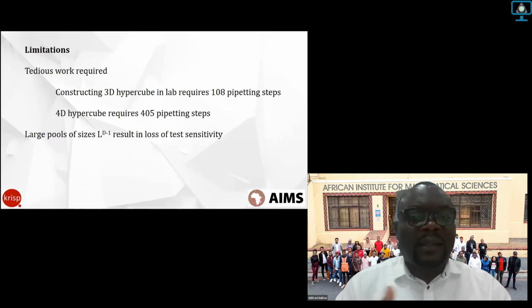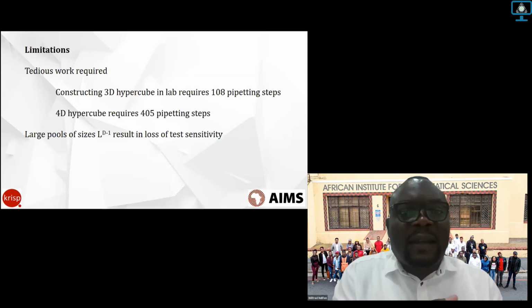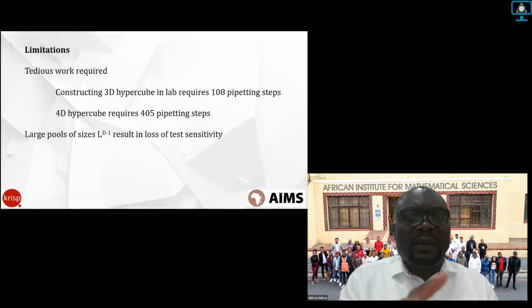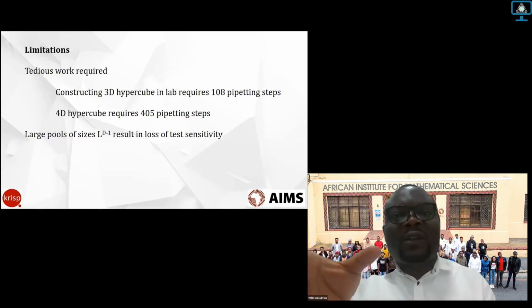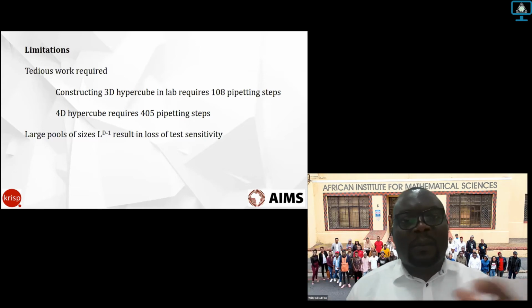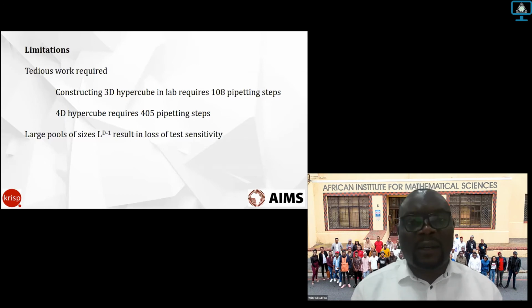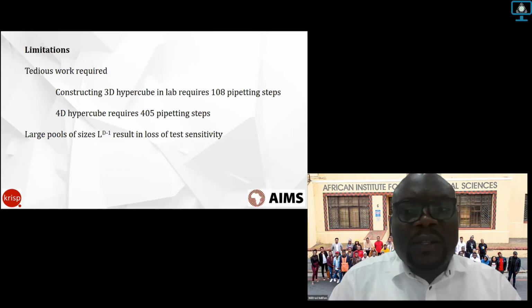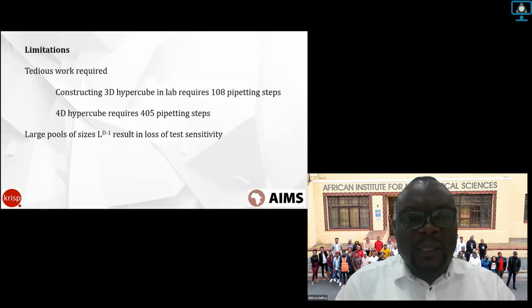Another limitation, besides the labor intensiveness of the approach, is that our slices are relatively large. They contain L to the D-1 cells. And so if D is large, then this is a large number. And we know as we pool more and more samples, we lose some of the sensitivity of the test. So the probability of false negatives increases as we increase the pool size. For reasonable pool sizes, I think Lavanya will tell you what the sensitivity is. But there are also things that colleagues are doing to try to circumvent this particular limitation.